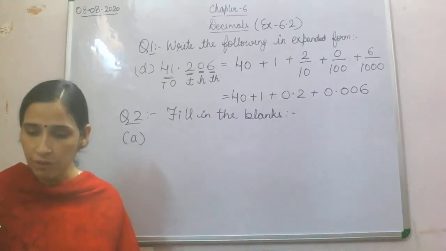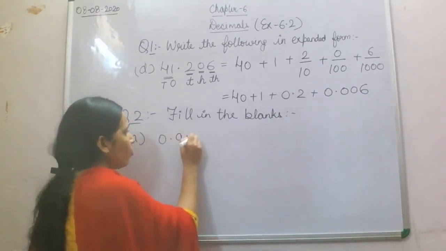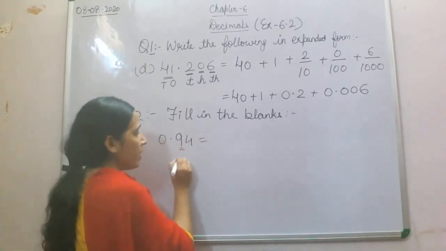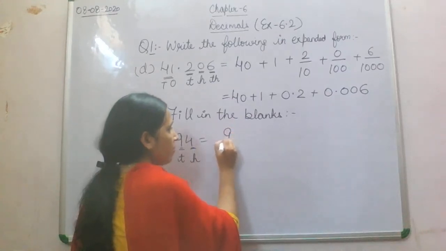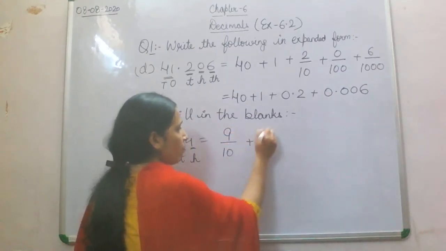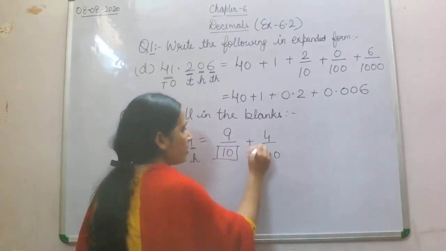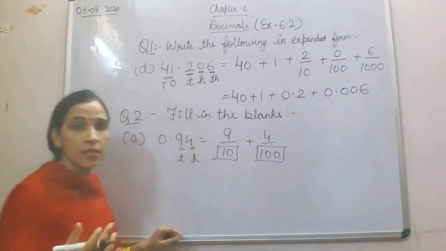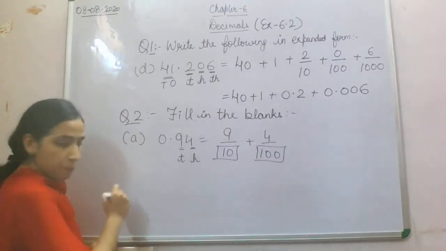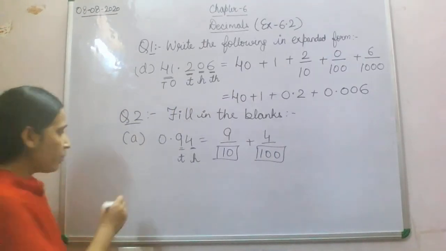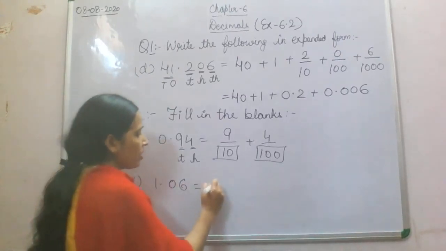So we will start with the A part. See, 0.94 is there. So what you are going to do, this is your tenths place and this is your hundredths place. So that will become 9 will be divided by 10 and 4 will be divided by 100. Now this is your blank only. As simple as that. Quite simple. Now see one more example. C part we can see, that is 1.06. So this is your whole part.